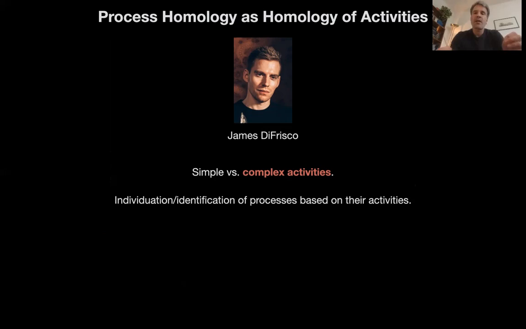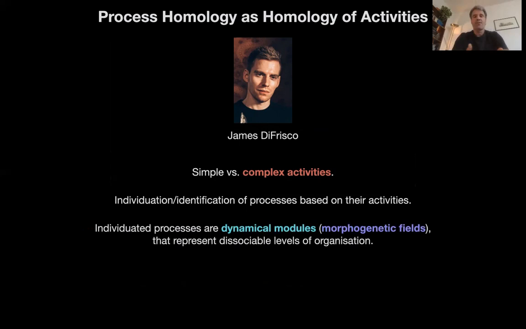So very general processes like tissue growth are not homologous, although growth happens in all kinds of animals. It happens based on very different underlying processes. Even if the underlying pathways are conserved in many cases, it's not very useful to talk about homology of this because it's just too general. So we need to individuate processes to homologize them. Individuated processes are dynamical models. Ta-da! And in the context of developmental biology, they are morphogenetic fields. So that's the basis for homology of activity.